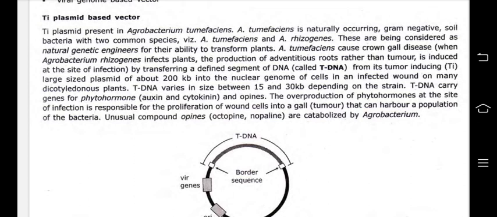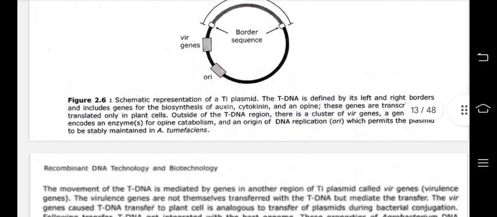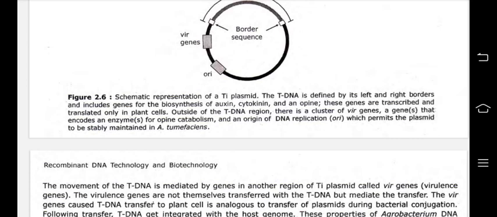The overproduction of phytohormones at the site of infection is responsible for the proliferation of wound cells into a gall, a tumor that can harbor a population of bacteria. Unusual compounds called opines, octopine and nopaline, are catabolized by Agrobacterium. Schematic representation of a Ti plasmid.